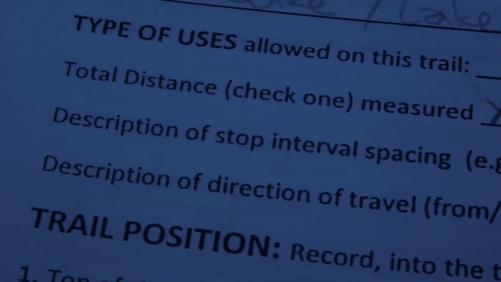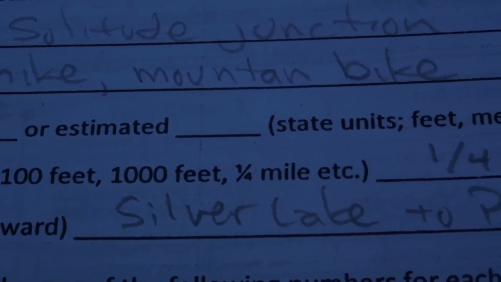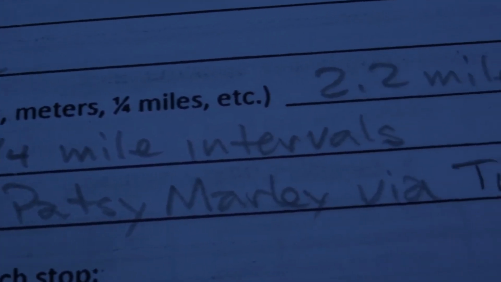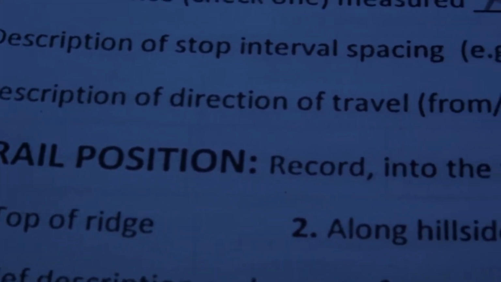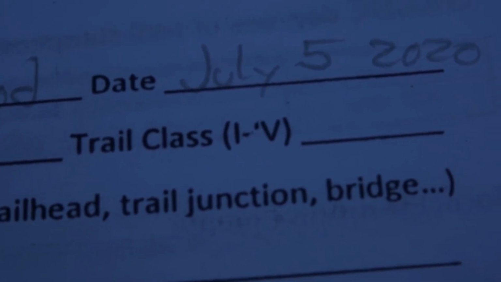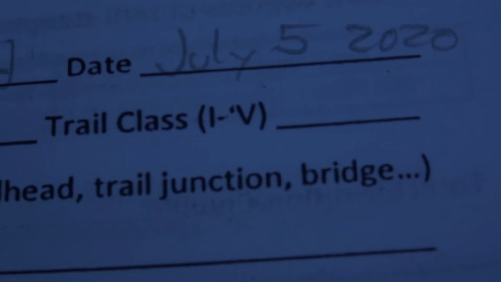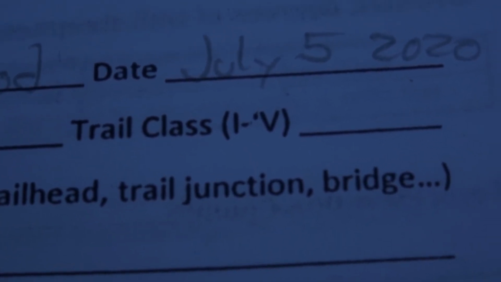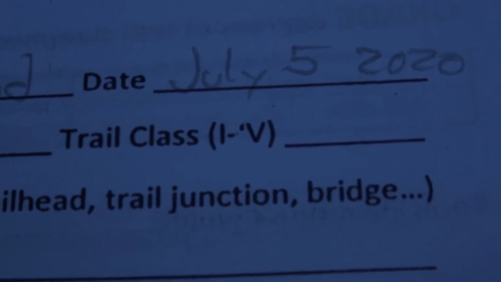So here we are, the description of direction of travel, starting at Silver Lake, going to Patsy Marley via the Twin Lakes Pass. Trail position, we'll get to that. I want to go back here to trail class, and the descriptions are on the back of this form. Actually, it's the second page and third page. So we're going to go straight to that next.